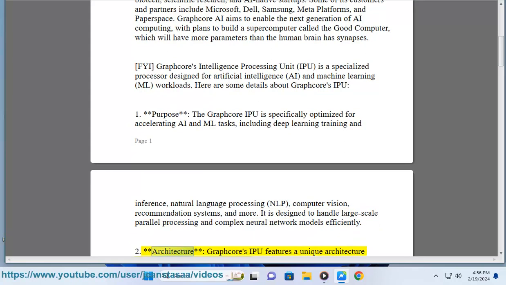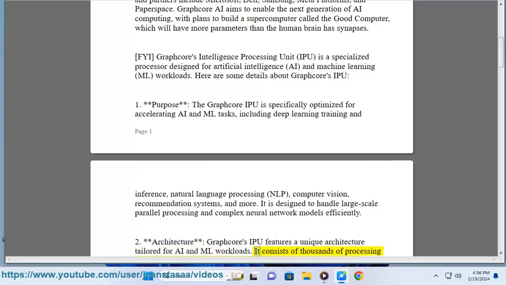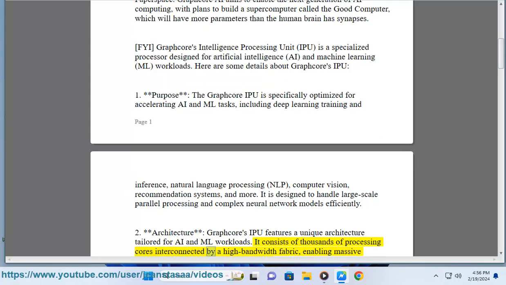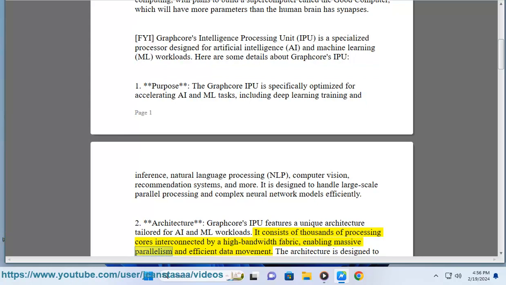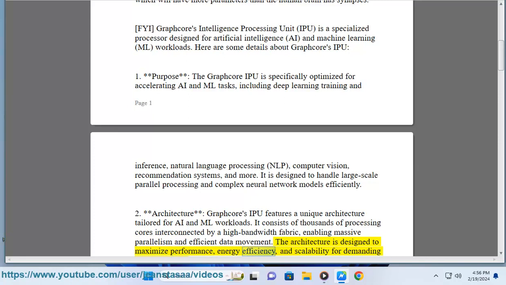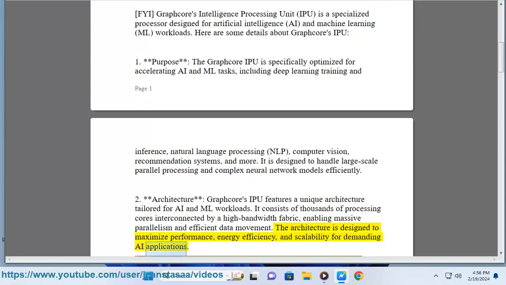2. Architecture: Graphcore's IPU features a unique architecture tailored for AI and ML workloads. It consists of thousands of processing cores interconnected by a high-bandwidth fabric, enabling massive parallelism and efficient data movement. The architecture is designed to maximize performance, energy efficiency, and scalability for demanding AI applications.